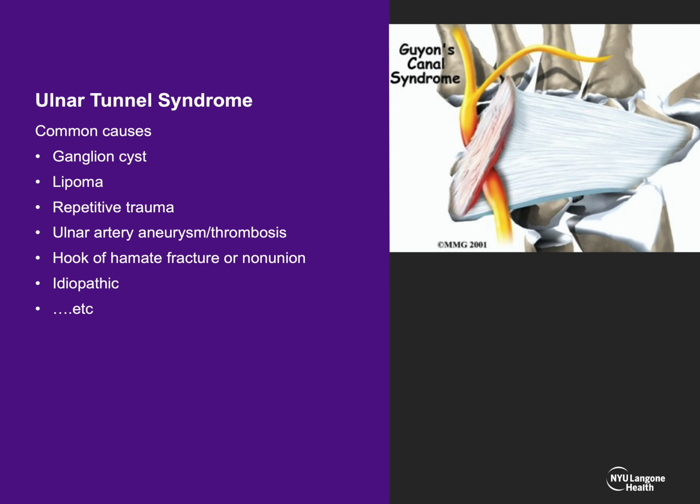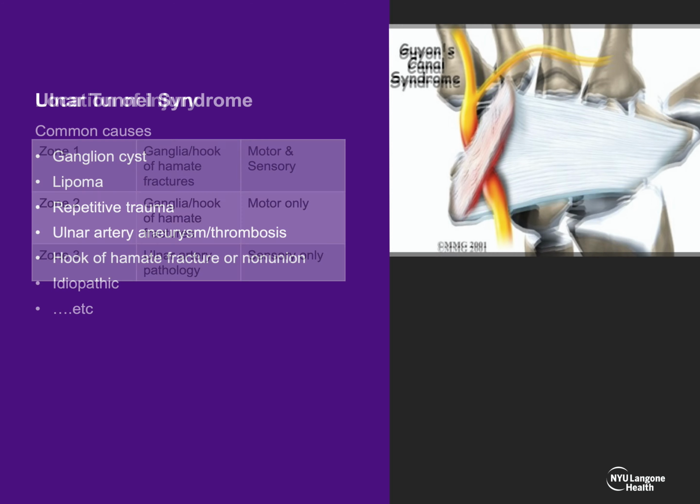Common causes here, unlike cubital tunnel syndrome, masses are a common cause of pathology, specifically ganglion cysts or lipoma. Repetitive trauma, hypothenar hammer syndrome, ulnar artery aneurysm, ulnar artery thrombosis, hook of the hamate fracture, non-union. Those are all common causes. So you have to think, could it be one of those things? Idiopathic occurs too, but ulnar tunnel syndrome, more common than cubital tunnel, has a specific cause that you can identify.